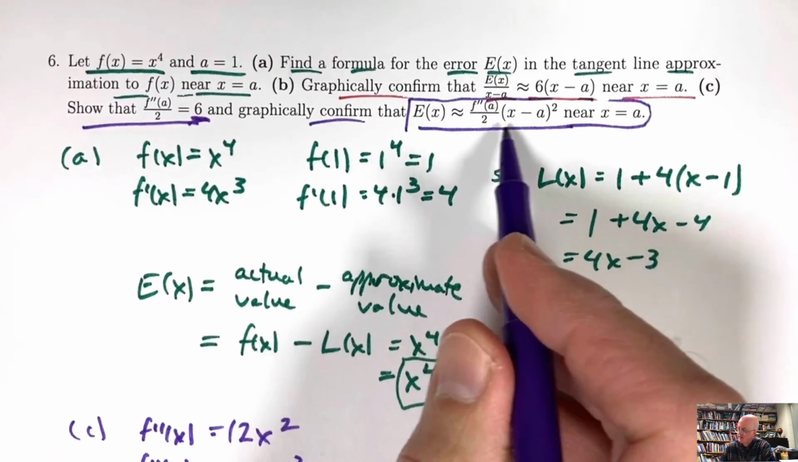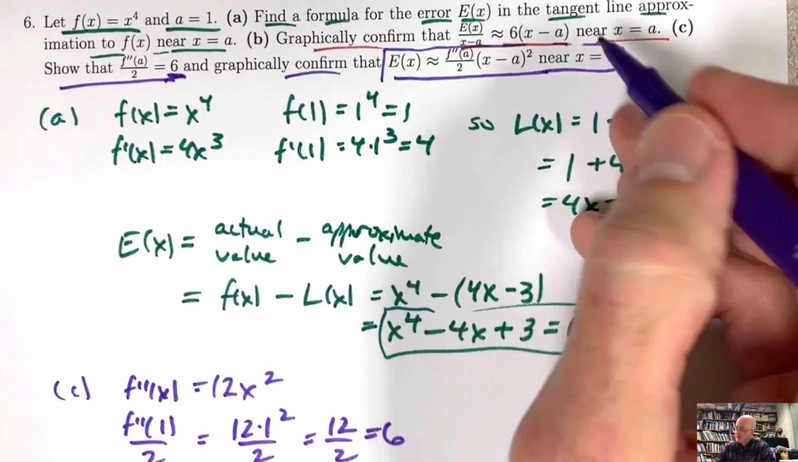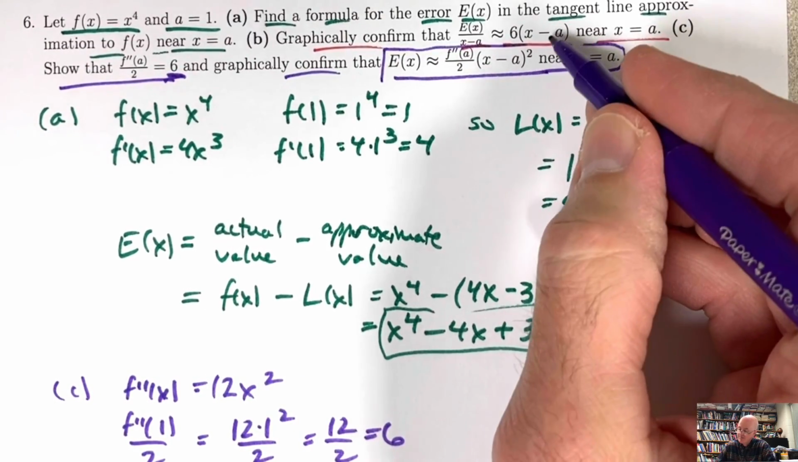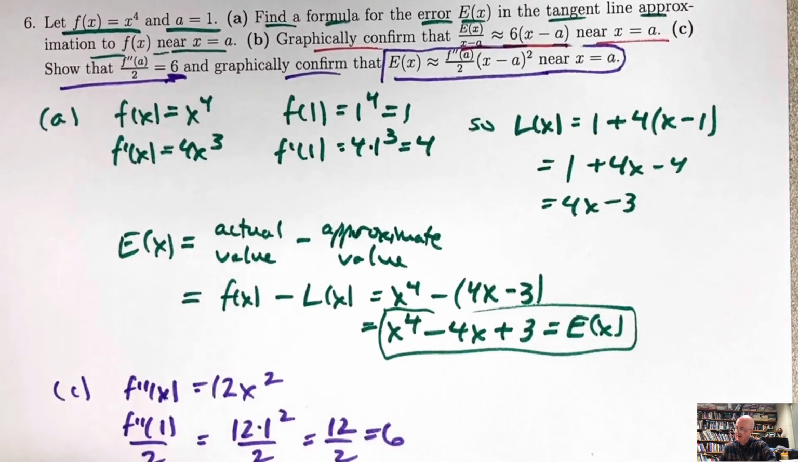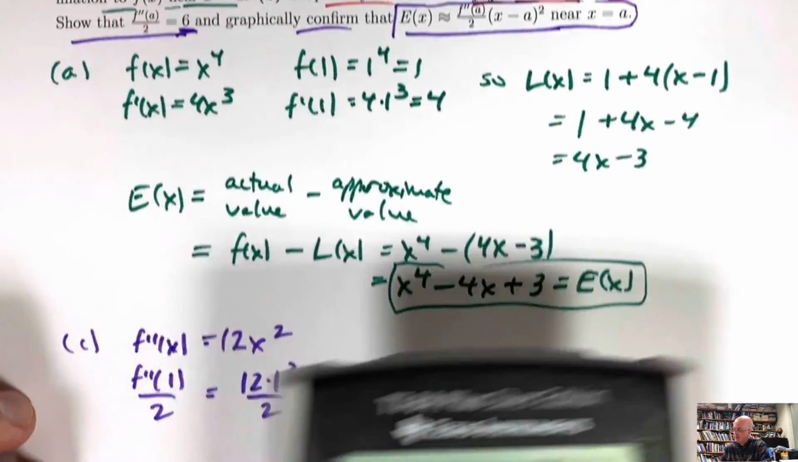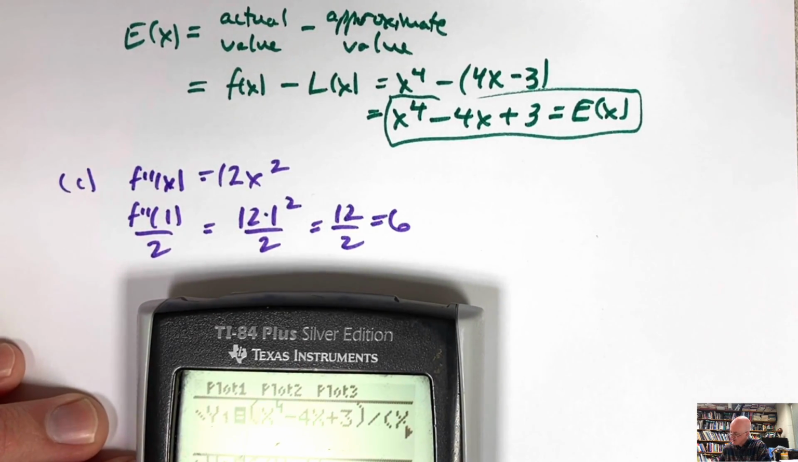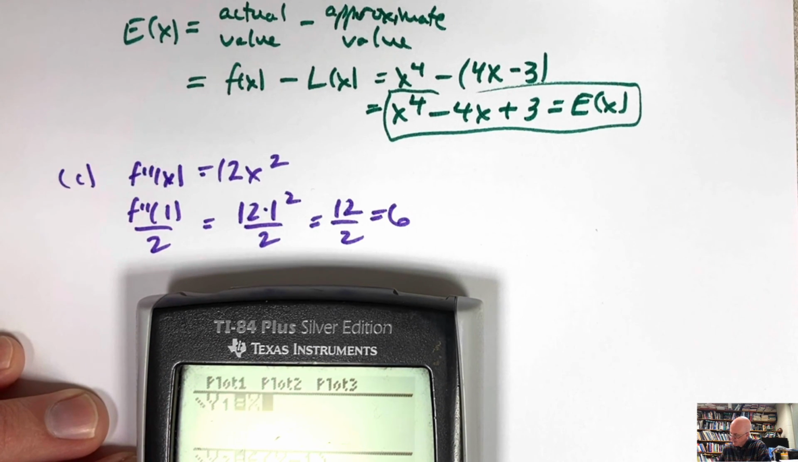And yeah, let's now graphically confirm the error is approximated by that quadratic function, which is consistent with part B, actually. Effectively just multiply both sides by x minus a. But we'll look at the graphs as well, and that'll be the last thing we do here. So let's just clear that out. Do x to the fourth minus 4x plus 3 again, but now we're not going to divide by anything.